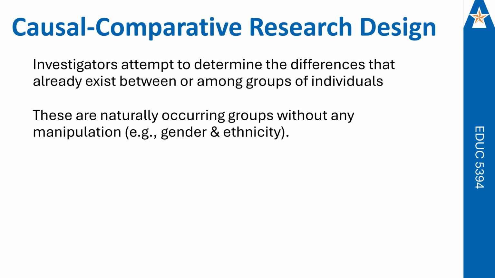Causal comparative research examines differences that already exist between naturally occurring groups. Researchers do not manipulate variables or randomly assign participants. Instead, they compare groups based on existing characteristics, such as gender, ethnicity, or prior educational experiences. Because the groups already exist, the design can identify differences but cannot establish causation.